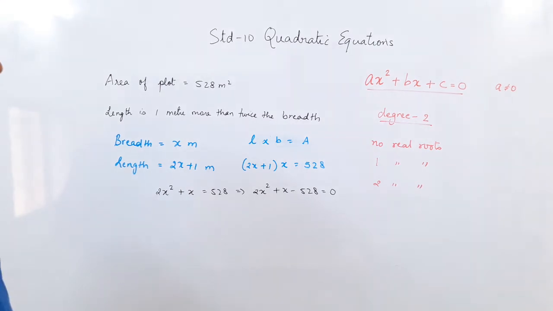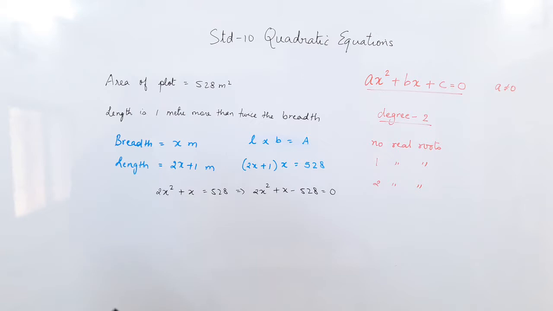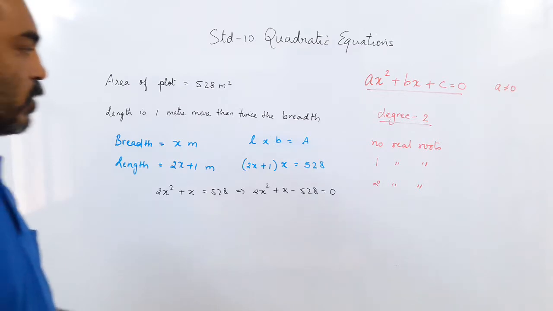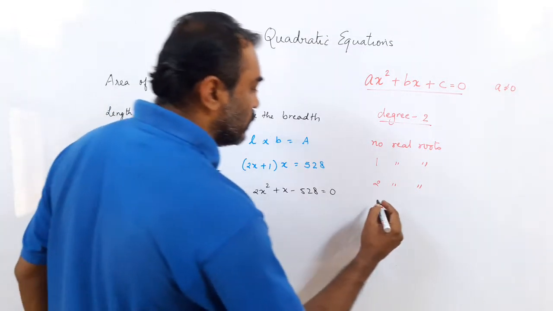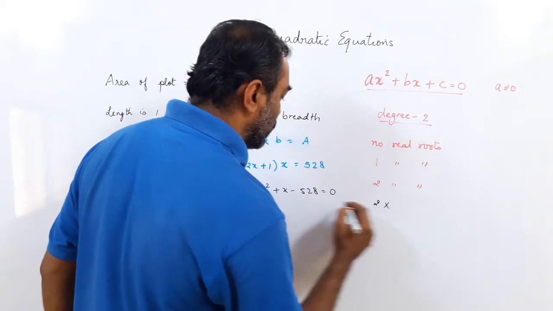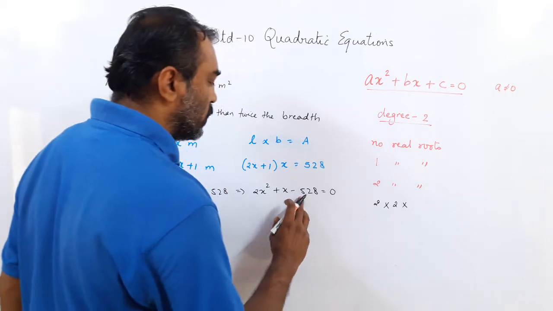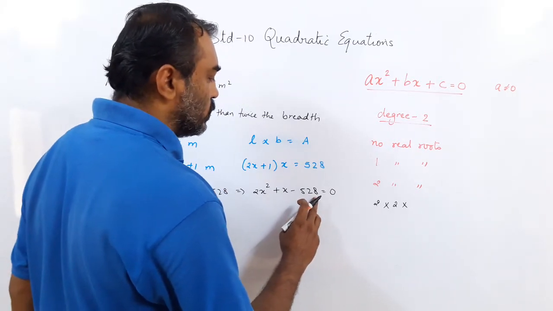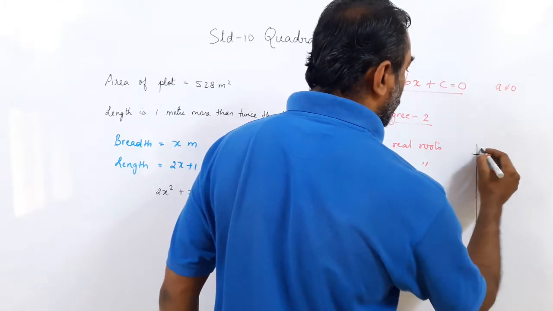Okay. Now what are we going to do here? How do we solve this equation? We'll try using splitting the middle term. Let us try that. So what we will do here first, we have to multiply a into c. So 2 into 528. What is 528? 2 into 264. Okay, so we'll try to do it first.